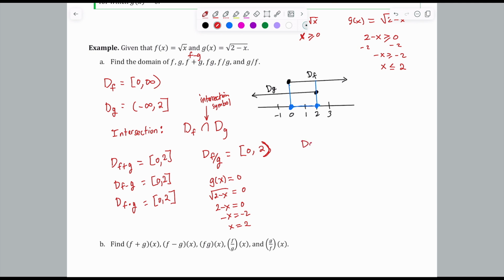Likewise, we're trying to find the domain of g over f. This time, though, we don't want f of x to be 0. And so we need to figure out where those values are that make f of x equal to 0. In other words, in this case, we have the square root of x equal to 0, which tells us, if we square both sides, we would get x equal to 0. So we need to exclude 0 this time from the closed interval from 0 to 2.